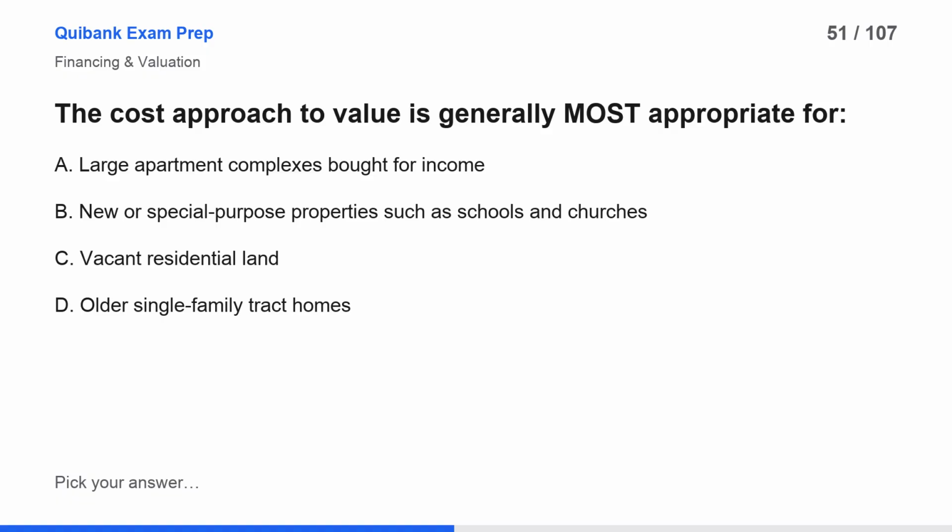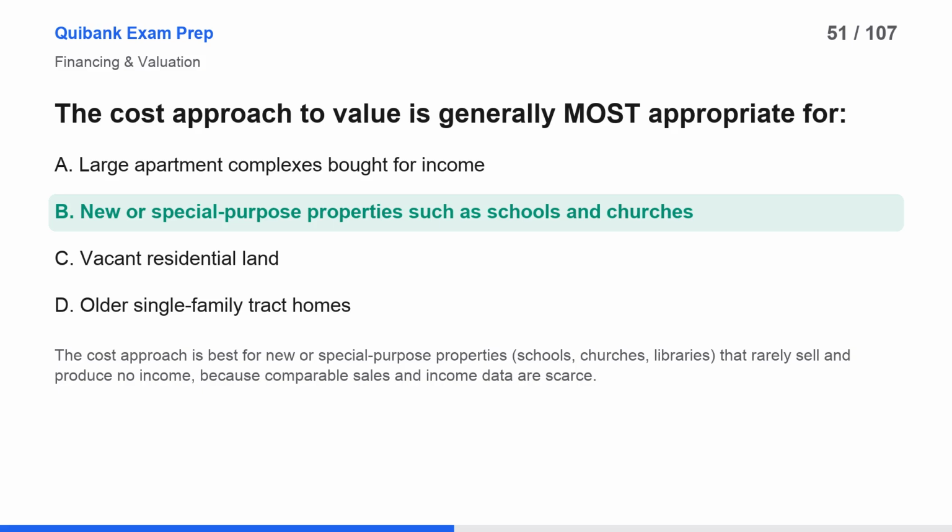Question 51. The cost approach to value is generally most appropriate for A. Large apartment complexes bought for income, B. New or special purpose properties such as schools and churches, C. Vacant residential land, D. Older single-family tract homes. The answer is B. New or special purpose properties such as schools and churches. The cost approach is best for new or special purpose properties, schools, churches, libraries that rarely sell and produce no income, because comparable sales and income data are scarce.